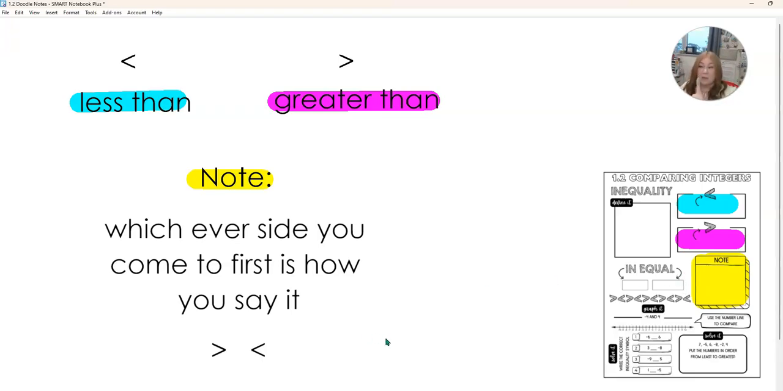And I could also read it backwards. I could come backwards and say, oh, this is greater than this. This number is less than this one. So you can actually read these forwards and backwards. Whichever side you come to first is how you're going to say it. So make sure you have that section filled out there.